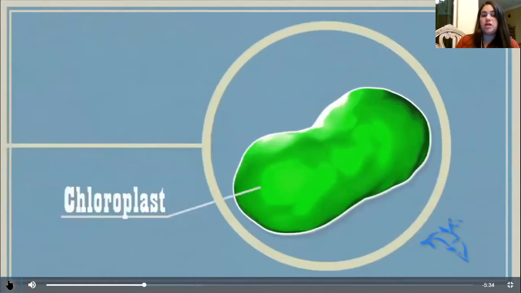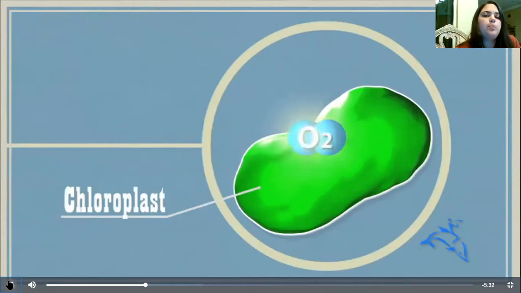Okay, so this chloroplast is going to take that sunlight energy, the water, and the carbon dioxide and create a carbohydrate. So carbohydrate: carbo is the carbon, hydrate is the oxygen and hydrogen together.